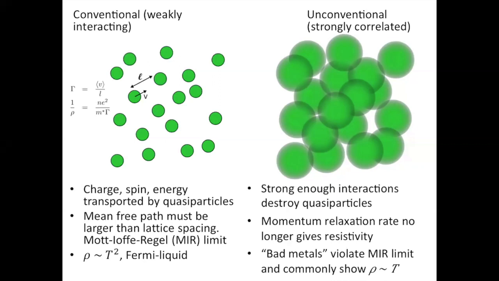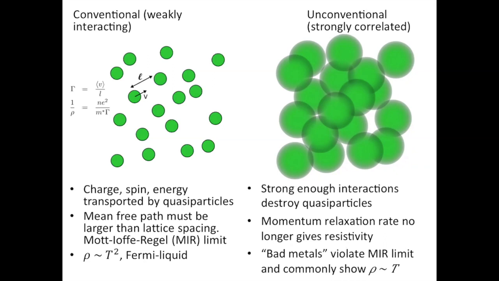There you have strong interactions which destroy the quasi-particles. And empirically, what's observed in a wide class of materials like the cuprates or the pnictides and many others is that as you heat up the system, the resistivity just keeps going up with the temperature, doesn't seem to saturate, like there's no MIR limit.